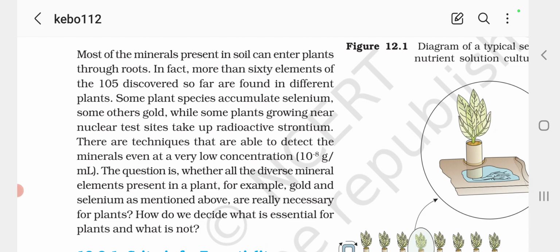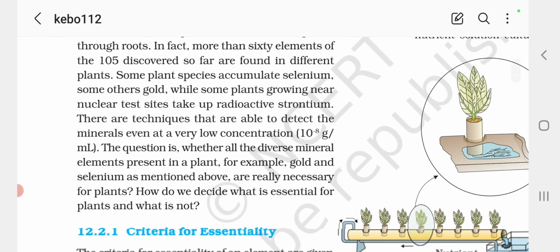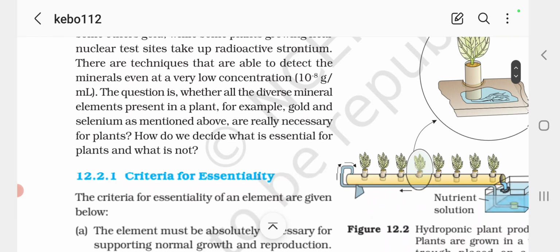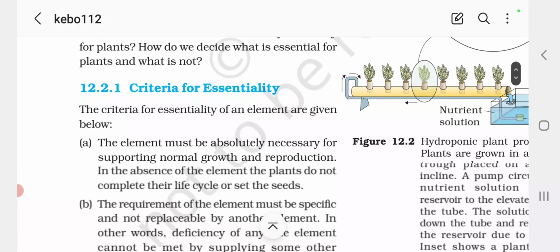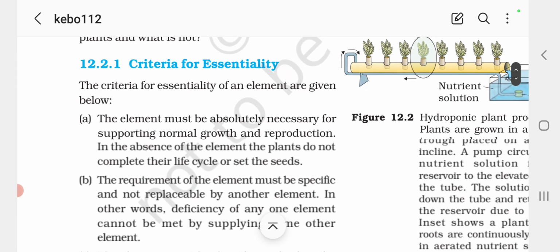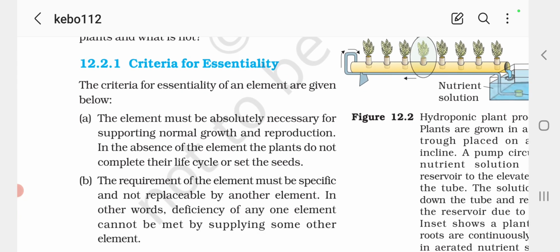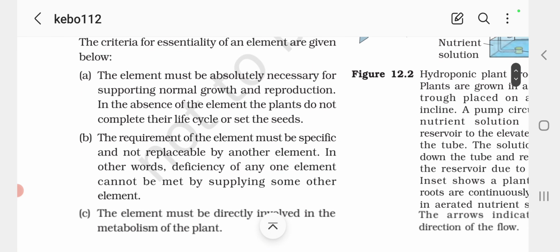The question is whether all the diverse mineral elements present in a plant, for example, gold and selenium, as mentioned above, are really necessary for plants. How do we decide what is essential for plants and what is not? 12.2.2 Criteria for essentiality. The criteria for essentiality of an element are given below.